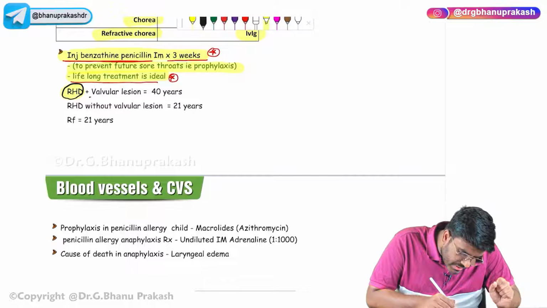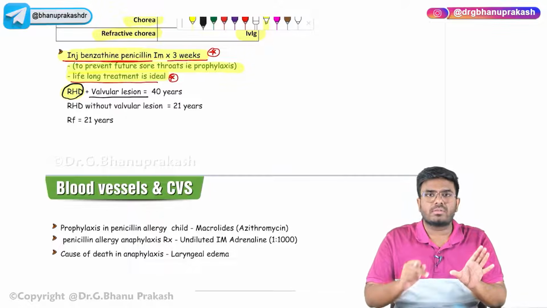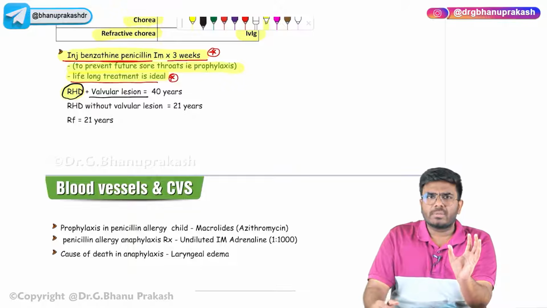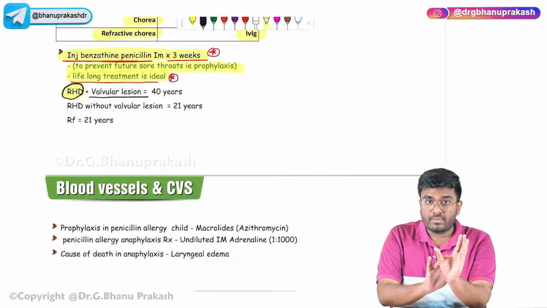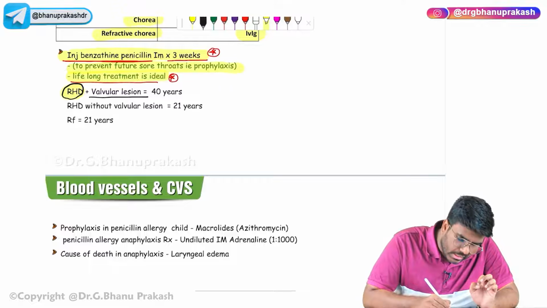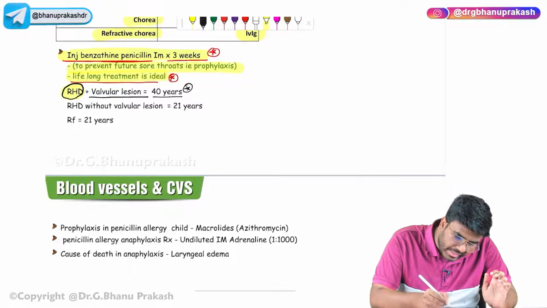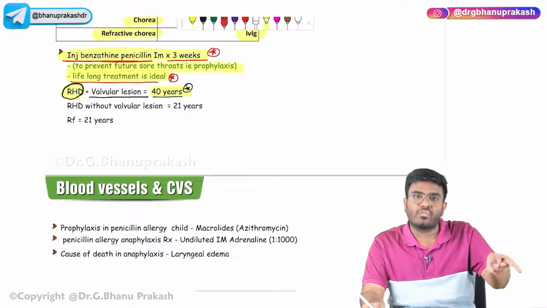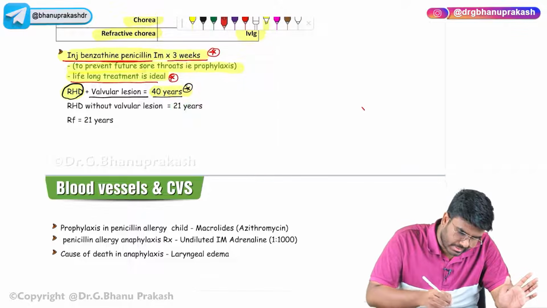Look here, rheumatic heart disease with valvular lesions. The heart is involved, but the valves are also involved, which means endocarditis is there. Rheumatic heart disease can also mean just pericarditis or myocarditis. But here the heart is involved, valves are also involved, endocardial involvement is there. In that case, the next best answer, if not lifelong, is at least 40 years. From now, for the next 40 years, you have to take the IM benzathine penicillin.